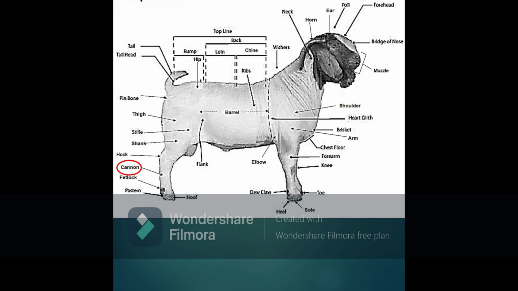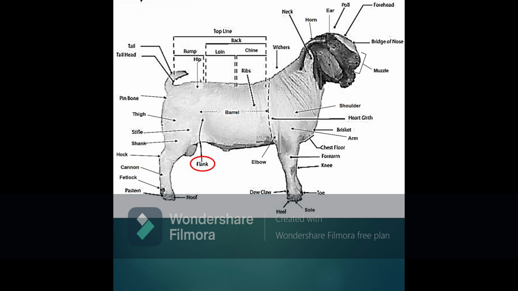Fetlock, which is the joint connecting the metacarpal and the proximal phalanx of the forelimb and the metatarsal and the proximal phalanx in the hind limb. Pastern, which refers to the joint connecting the proximal and middle phalanges. The hoof, which is the horny covering of the lower part of the foot.